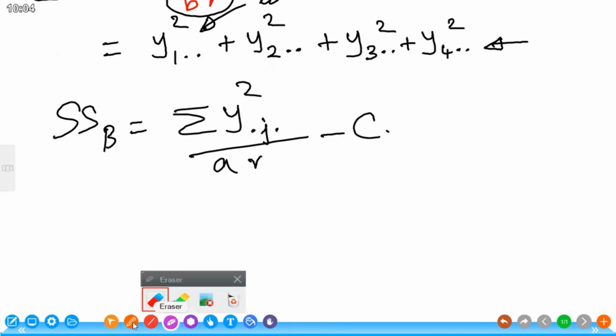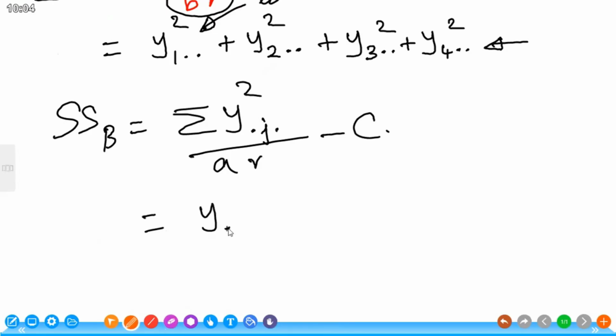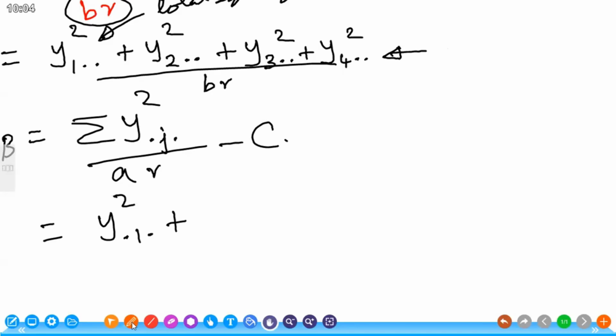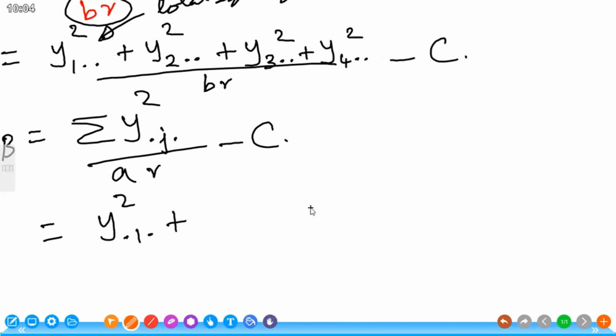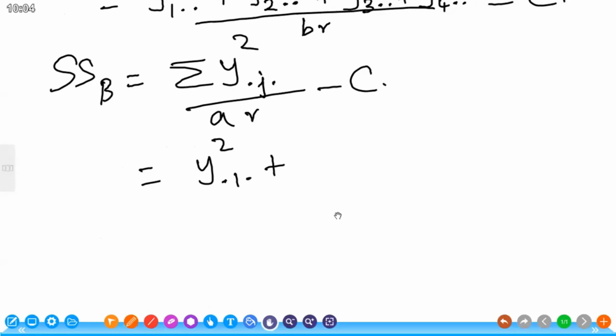So this is actually y dot 1 dot square plus, here I will have to give this divided by BR. So we'll have to add that also, divided by BR, because you cannot leave it as it is. Then minus the correction factor. You'll have to write that, otherwise it is incomplete. Right, now the sums of square due to B.